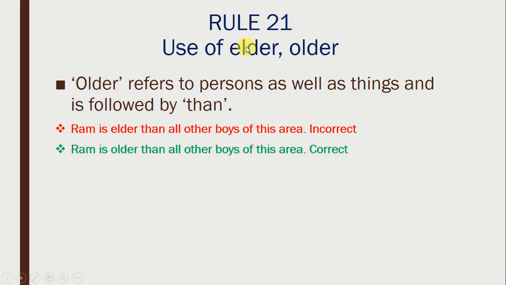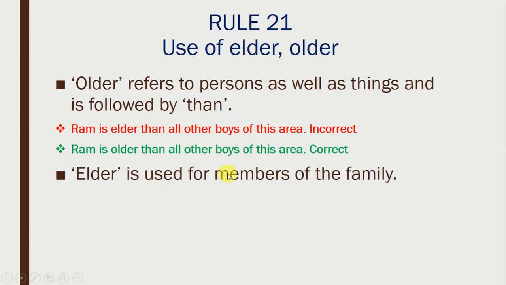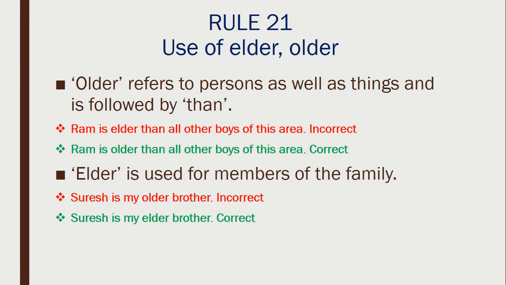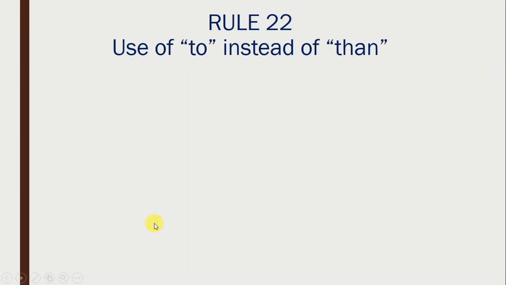Then where will we use elder? Elder we will use when we refer to the members of the family. When we are comparing the ages of members of the family, we will use elder. Let's see an example. Suresh is my older brother. See, we are referring to a brother. Here some relation comes. That means we cannot use older here. We have to use elder, because elder we always have to use with the members of the family. So the correct sentence is Suresh is my elder brother.